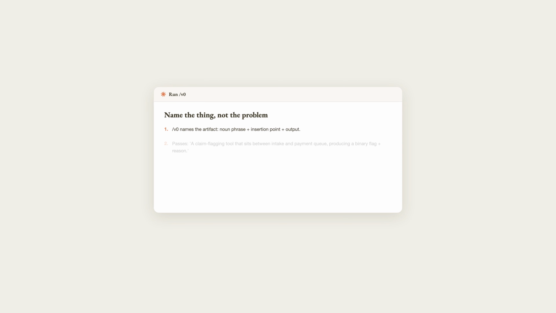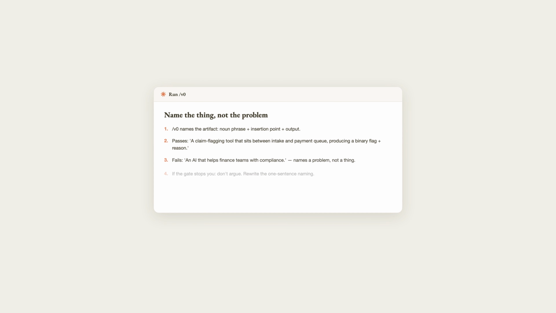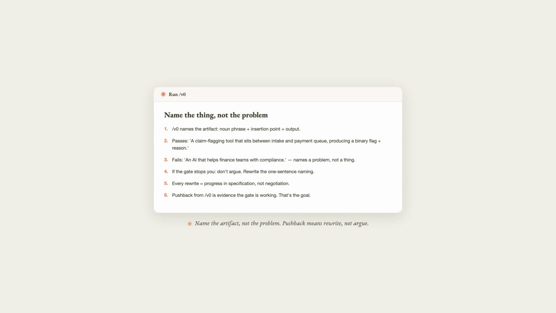Run /v0. The gate asks you to name the thing being built, not the problem it solves, not the user it helps, but the thing itself. The exact naming convention: a noun phrase that describes the artifact or system, followed by its insertion point, followed by its output. A claim flagging tool that sits between the invoice intake form and the payment queue, and produces a binary pass or flag with a violation reason passes. An AI that helps finance teams with compliance does not pass. It names a problem, not a thing.